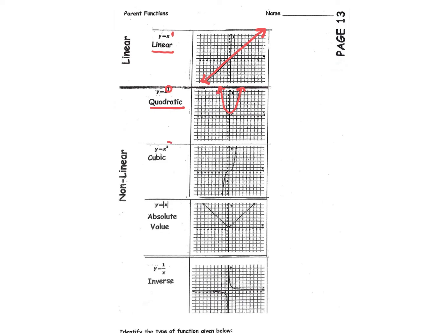Circle the 3 on the cubic equation. That is, trace this with me, that S-shaped graph. Then our absolute value function, which graphs as a V. And lastly, our inverse function, which graphs as like these little curved sections shown here. Turn the page and let's look at page 14 together and apply what we know now about the different functions that exist.